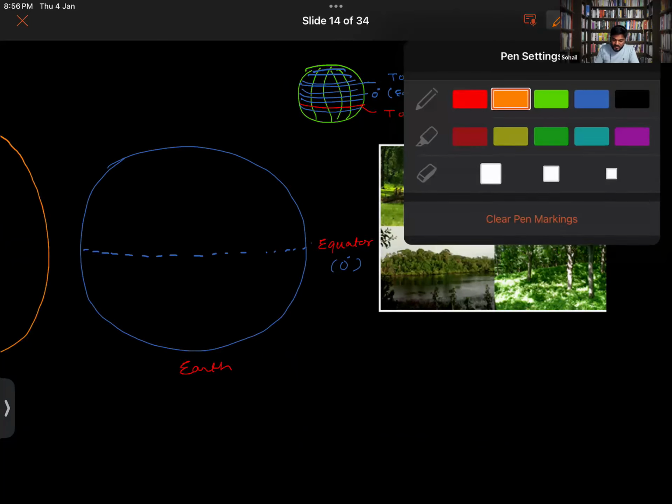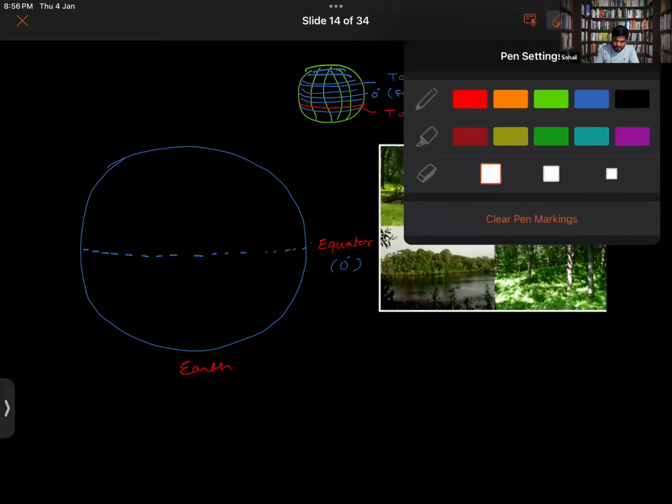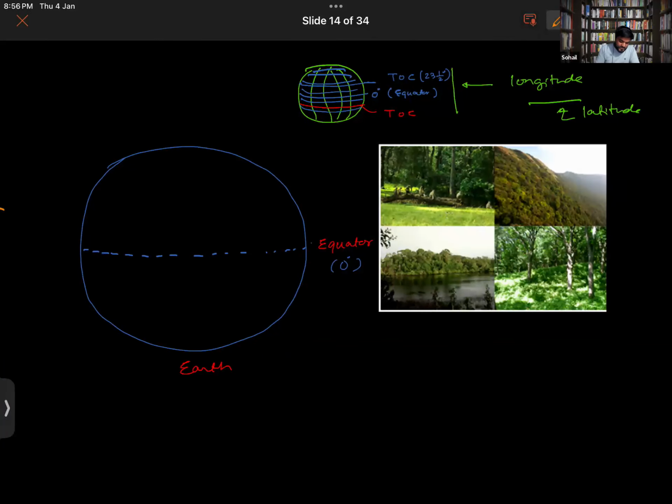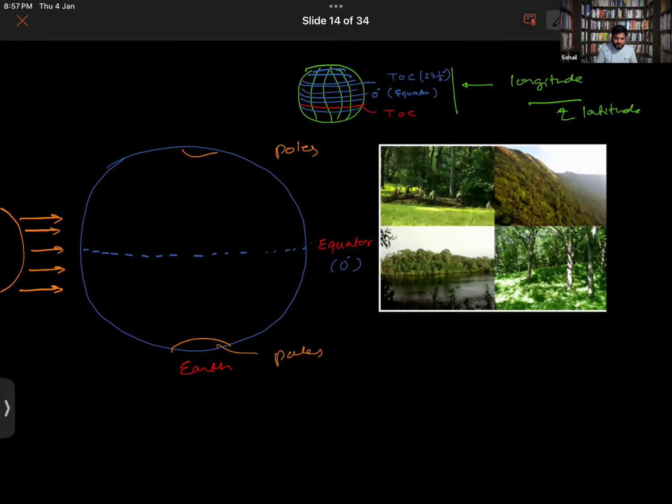Now, some other interesting thing. Let me take a smaller diagram. Say this is sun, and these are the rays coming out of the sun, sunlight. So where will the sunlight fall directly? Will it be at the equator or at the poles? At the equator. It will be directly falling over the equator.